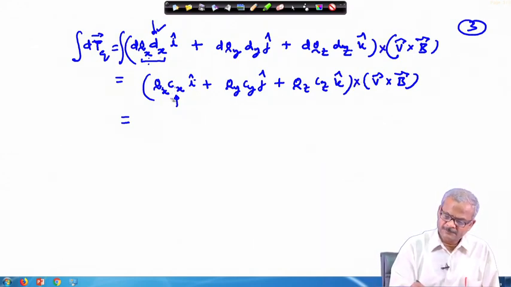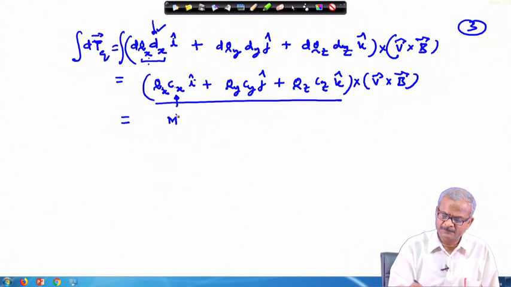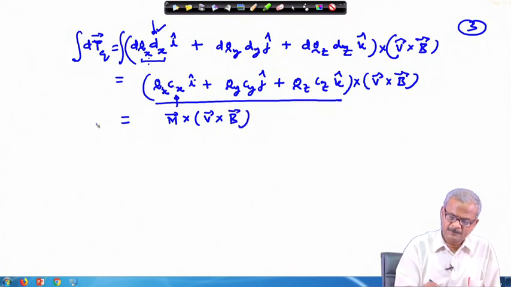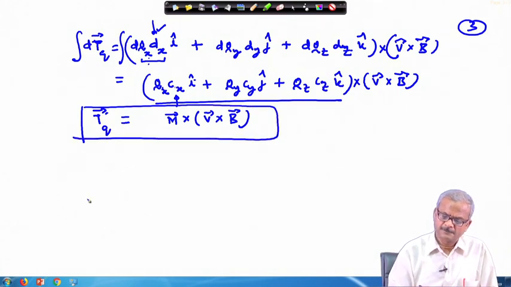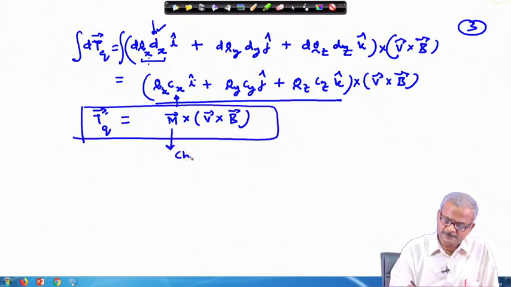Okay. So, this quantity from here to here we call the moment of the charge and we write this as the capital M. So, moment of the charge cross v cross b, and this becomes the torque due to the charge, or simply we write this as the charge moment.